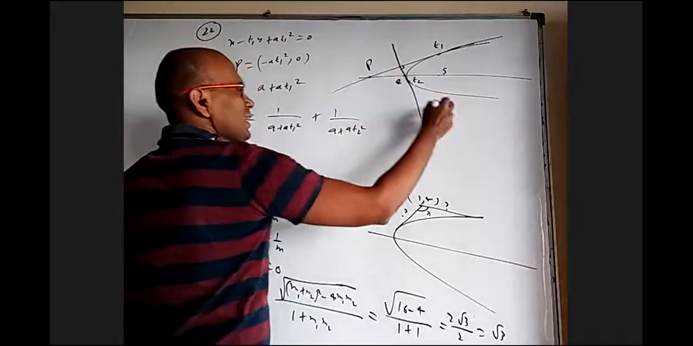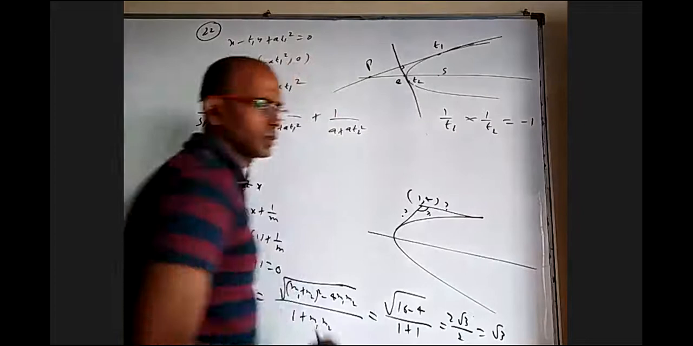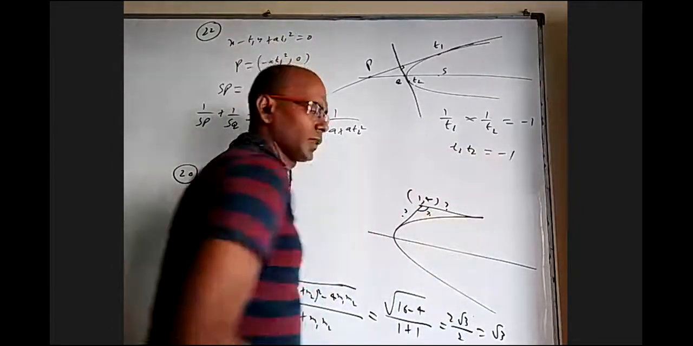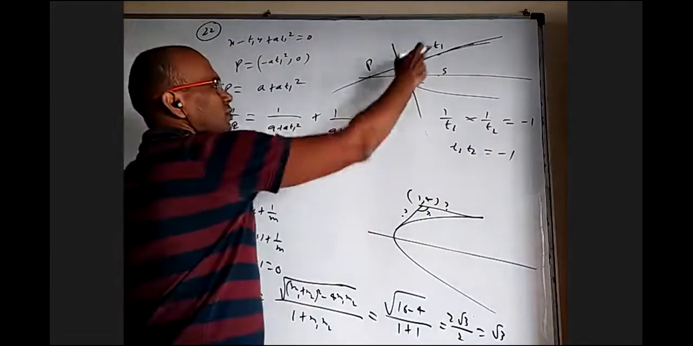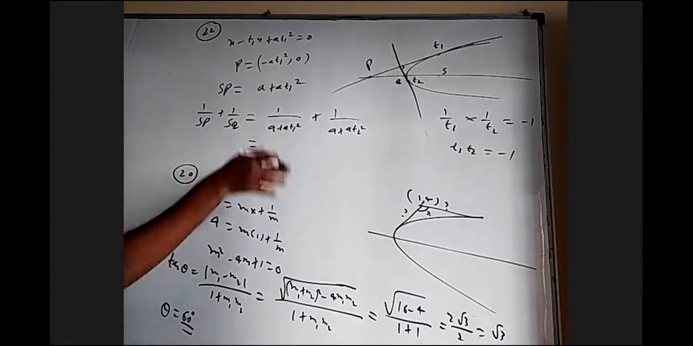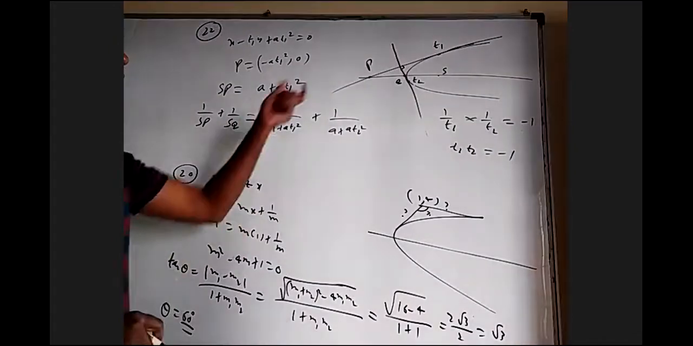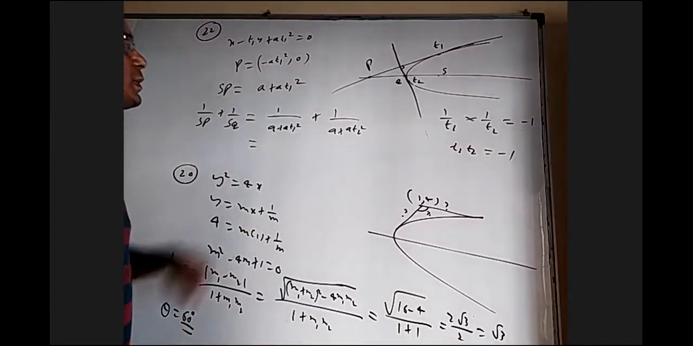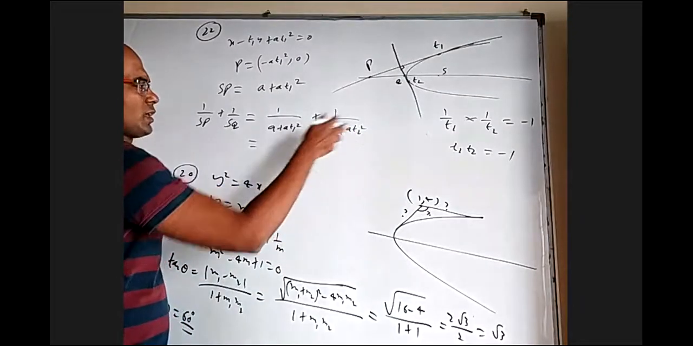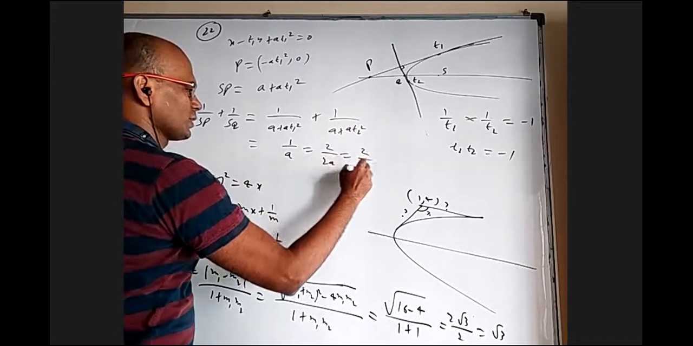But the slope of this tangent is 1 by T1 and the slope of this tangent is 1 by T2. The product of the slopes is minus 1 because they're perpendicular. So it is actually T1 T2 equal to minus 1. Of course, actually it is an end of a focal chord. I can tell you another way to do this also. Directly, 1 by SP plus 1 by SQ is equal to 1 by A, or 2 by semi-latus rectum. I'll tell you why. But anyway, if you use T2 equal to minus 1 by T1 and simplify, it is going to come to 1 by A, which is 2 by the semi-latus rectum.